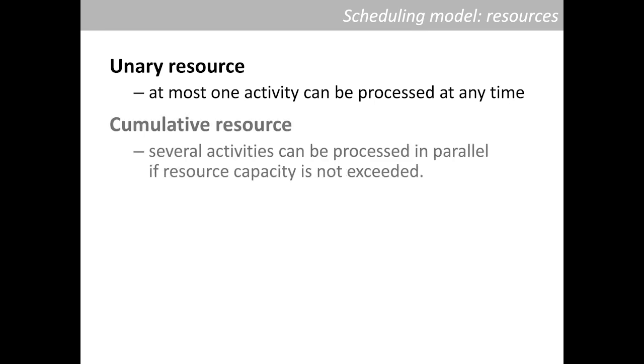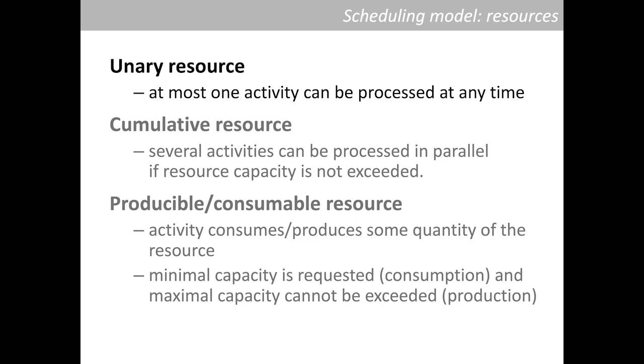There are several types of resources, like the unary resources that I already mentioned, meaning at most one activity can be processed at any time. A more general version of the resource is a cumulative resource, where several activities can be processed in parallel if you respect the capacity of the resource. Or an even more general type of resource is a producible, consumable resource where activities produce or consume some capacity of the resource. And we need to keep the capacity of the resource between the minimal and maximum capacity. I will be mainly talking about unary resources, but I will tell a few words about cumulative and producible consumable resources as well. So let's look at the unary resource.